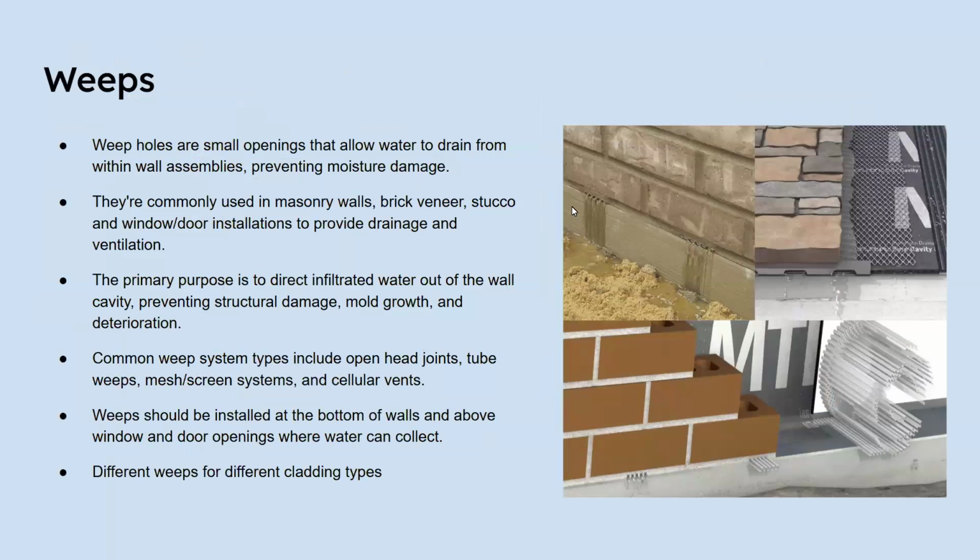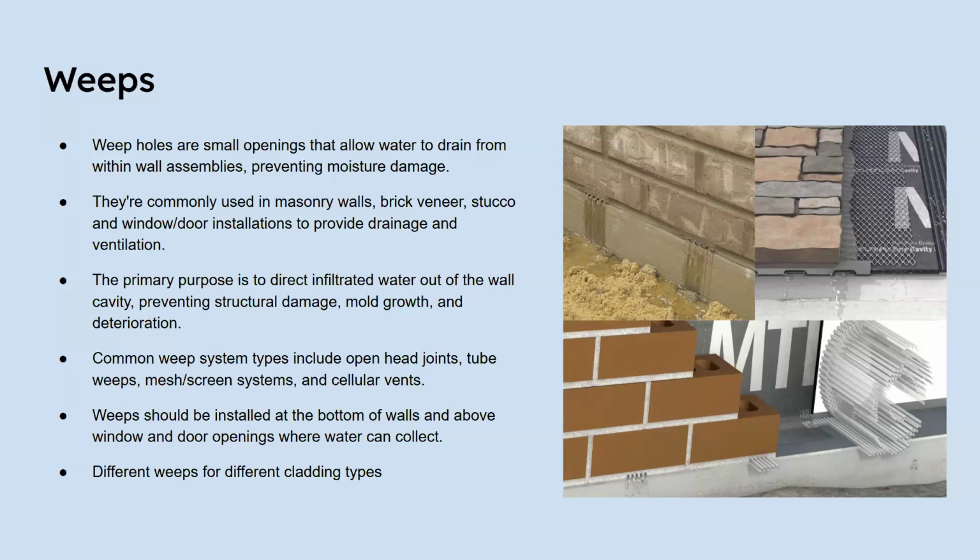What are weeps? Everybody probably knows what weeps are. They're holes at the bottom of the wall that allow water to drain out from behind it. They're common in all types of cladding. They're necessary in all types of cladding. And they can incorporate a number of different methods and technologies to allow for the passage of water from inside the wall to outside the building.